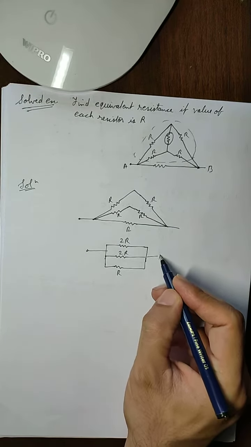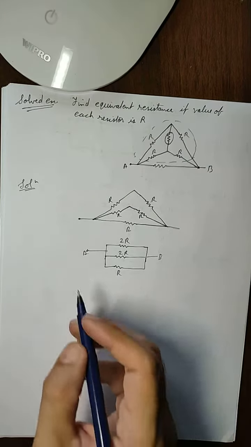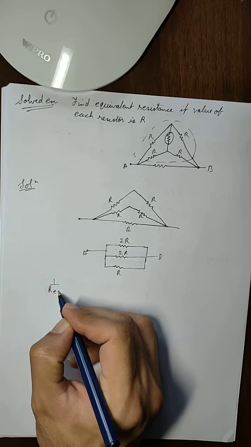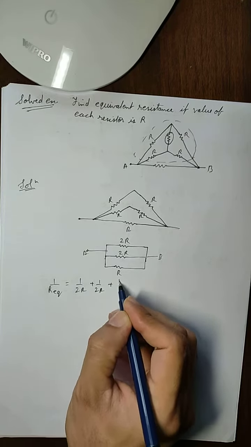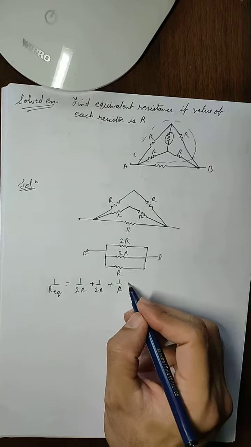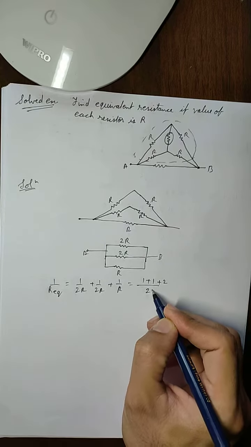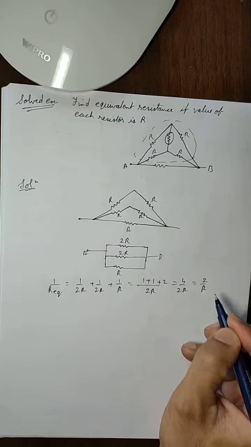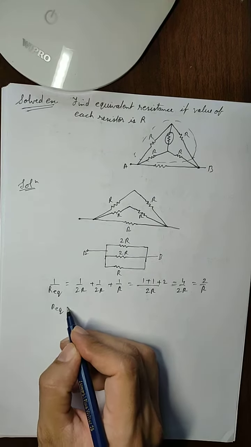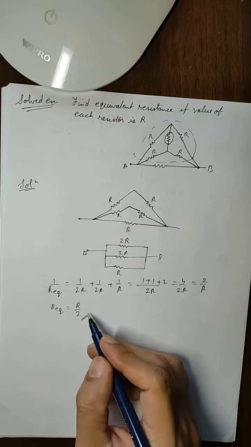is given as R. Now these three are in parallel to each other, so for their equivalent resistance, we can use this formula. It will be given as this, and this will be equal to 4 upon 2R, so it will be 4 by 2R or 2 by R. So the equivalent resistance will be equal to R by 2, and this will be the answer to this question.